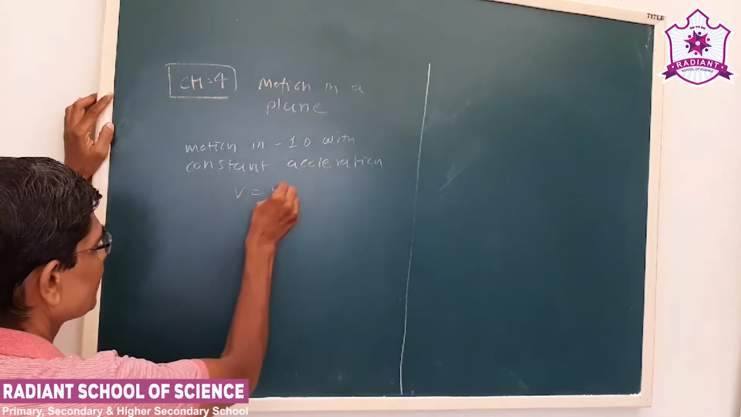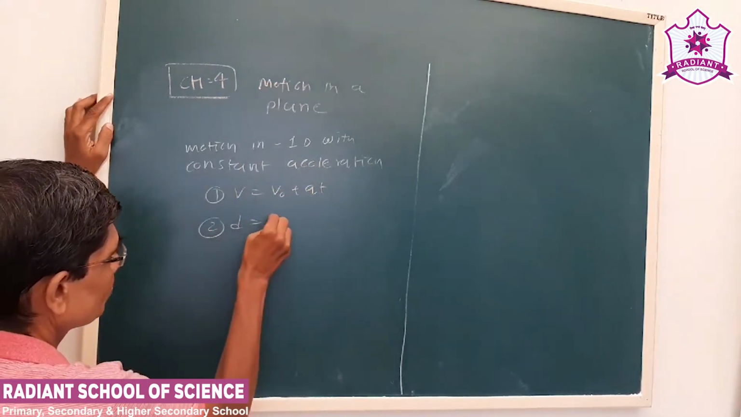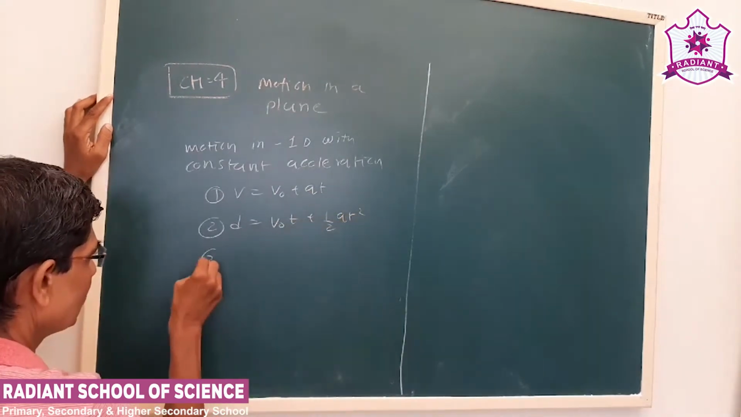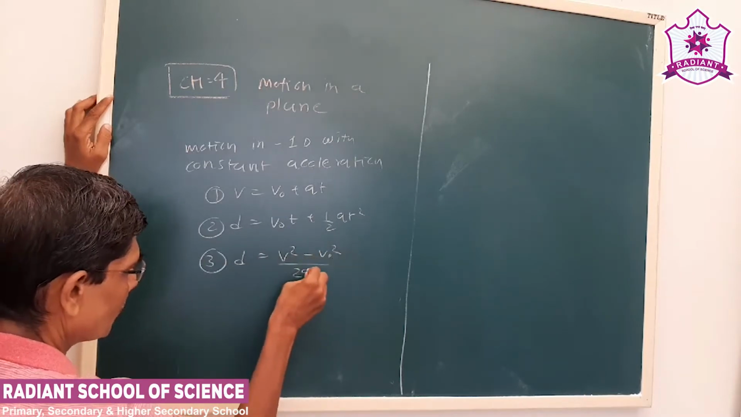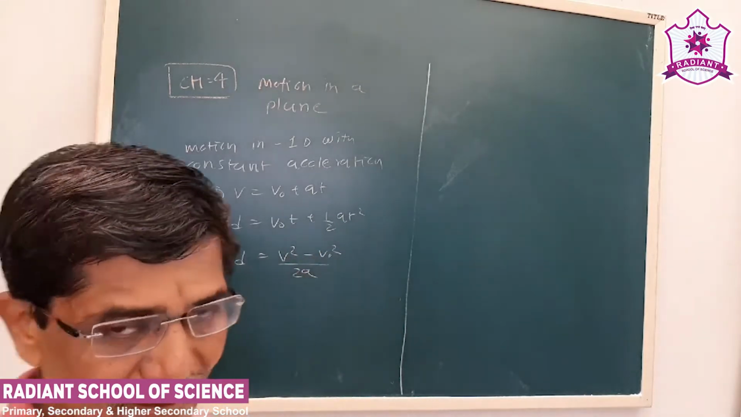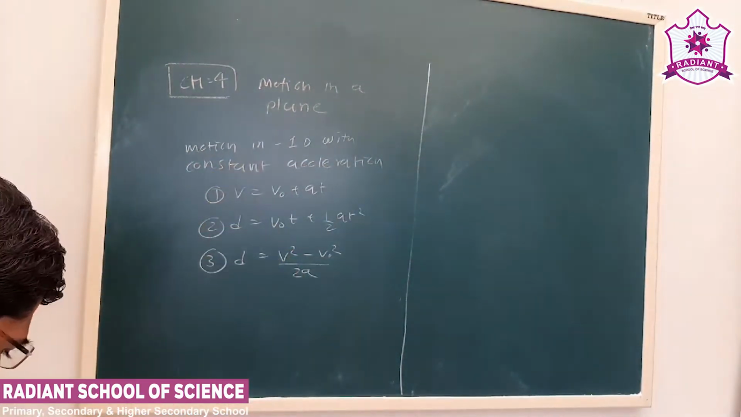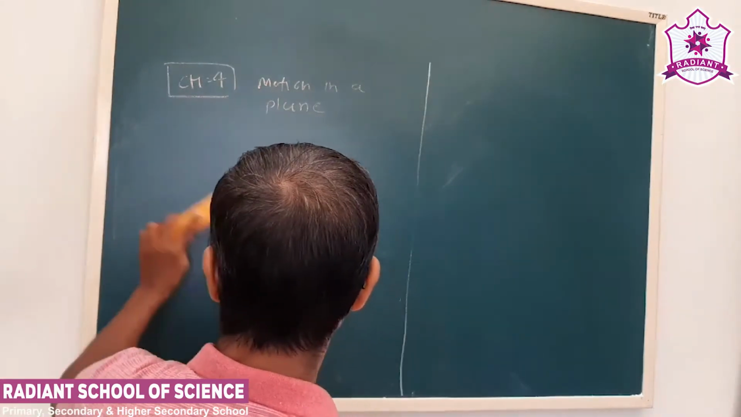Which were d is equal to v0 t and so on. These are the equations we derived for motion in one dimension. Now the same equations we have to derive for motion in two dimensions.